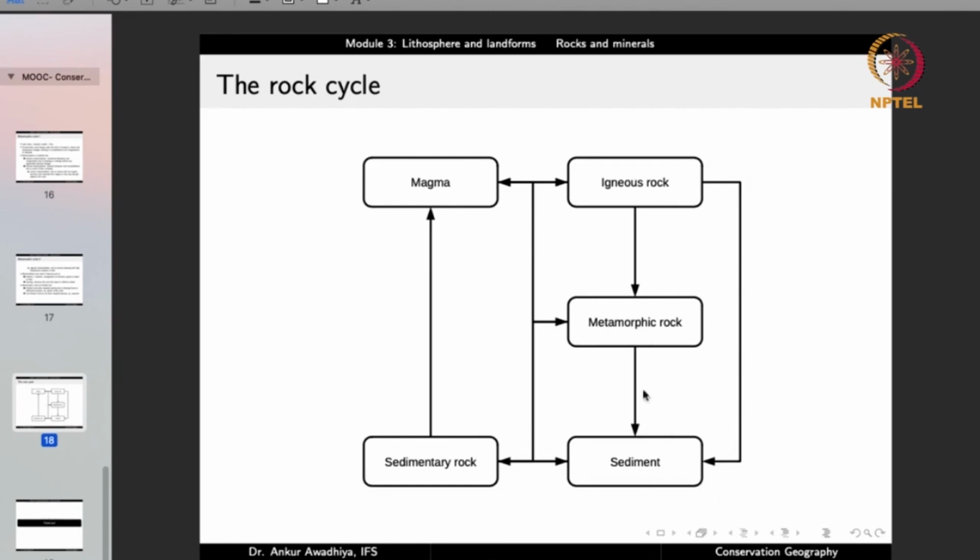Igneous rocks can give rise to sediments, metamorphic rocks can also give rise to sediments, and these sediments can give rise to sedimentary rocks. But sedimentary rocks can also be broken and again release back the sediments. Sedimentary rocks can also undergo the process of metamorphosis and become metamorphic rocks, or they may be molten back into magma and later on get converted into an igneous rock. So the rocks are continuously undergoing changes, and this process goes on and on to change the material from igneous to sedimentary to metamorphic and so on and so forth.